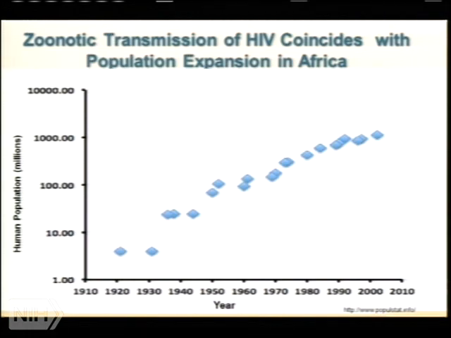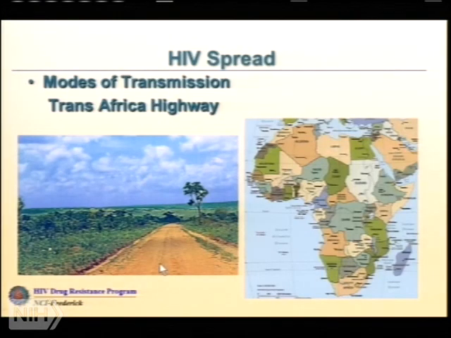The population increased in certain places in Africa fairly rapidly in the 1920s and 30s. And this is Kinshasa in Central Africa, and its population went up quite dramatically between 1920 and 1930. And that's thought to be an important determinant of transmission. And then people became more connected.